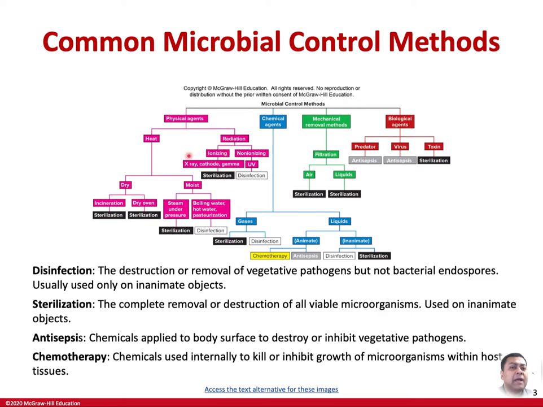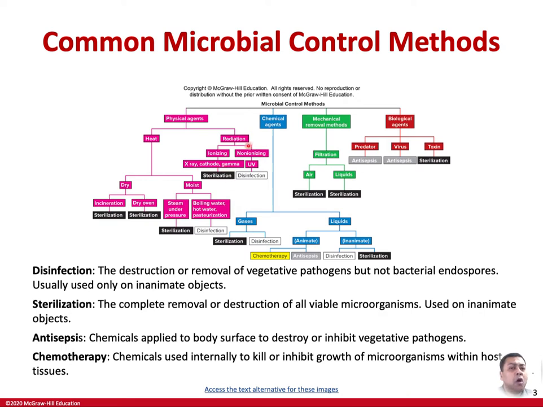And these ionizing radiations split the atoms into ions, and that's why they're called ionizing radiation. Examples are X-rays, cathode rays, gamma rays, and beta rays. These are the ionizing radiation, and these can cause sterilization as well.